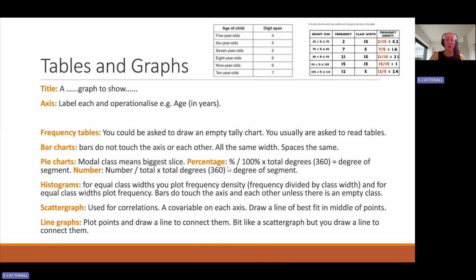about what they are. So this is the way that you would calculate it. So you've got the percentage divided by 100, which is what we've done before when we were doing it with the fractions and percentages. But this time you're going to just times it by 360, and this will give you the degree of each segment.